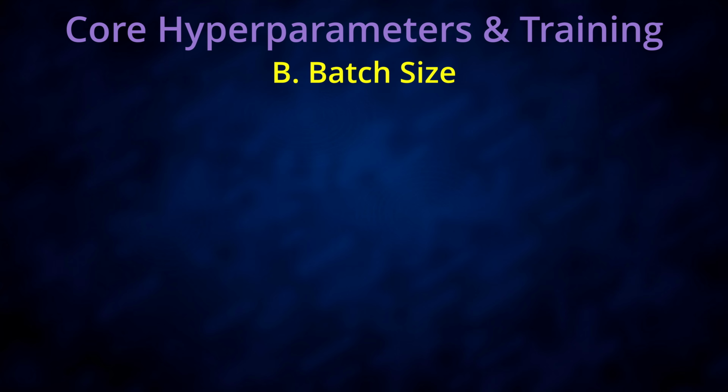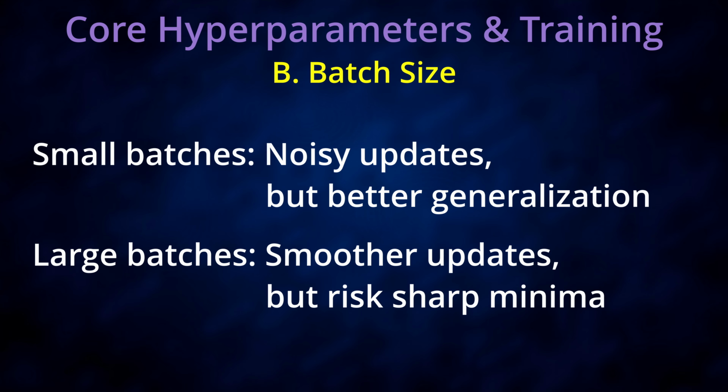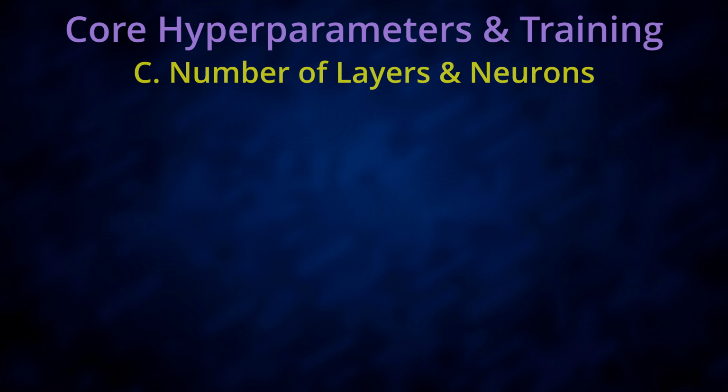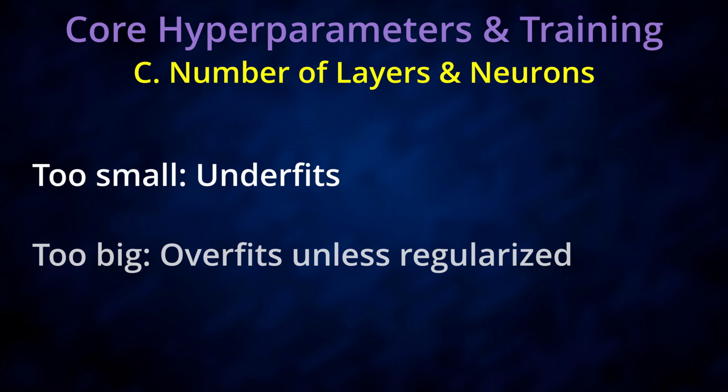Batch size affects stability and memory usage. Small batches, noisy updates, but better generalization. Large batches, smoother updates, but risk sharp minima. Number of layers and neurons controls model capacity. Too small, underfits. Too big, overfits unless regularized.